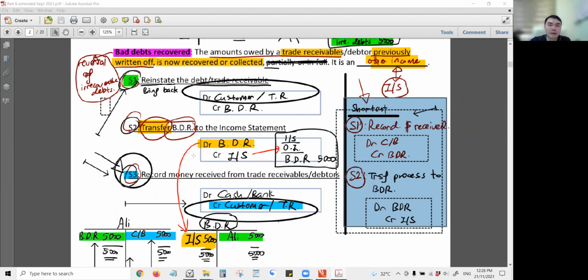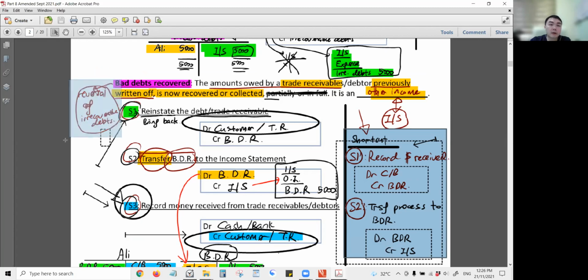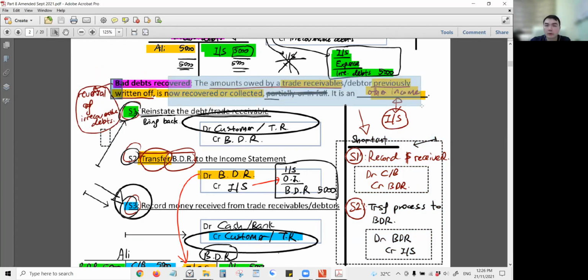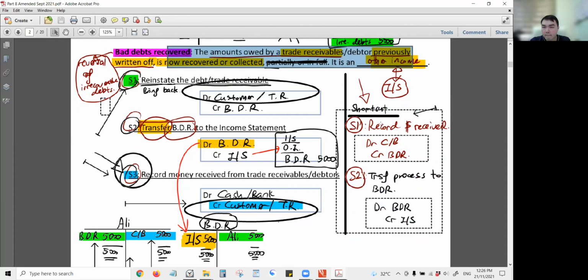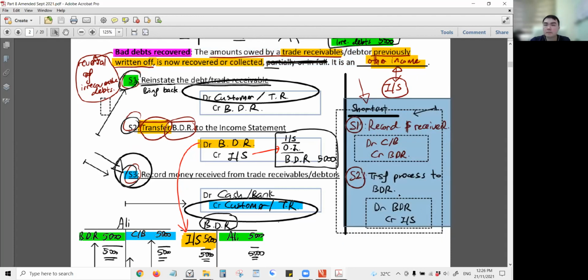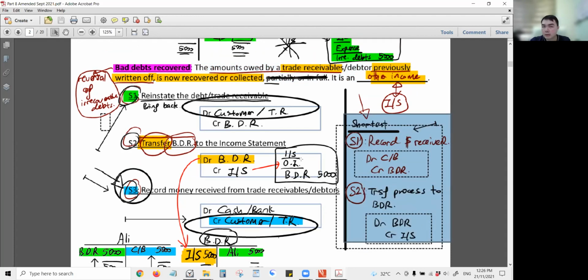Bad debt recovered is what again? It's the reversal of irrecoverable debt. You read on your own when you are free. Okay, you write down this one. A customer who has failed to pay last time, you recorded them as irrecoverable debt, and all of a sudden, they came back to you and pay you. That's bad debt recovered. The reversal of irrecoverable debt. Okay, with this, we answer that question.